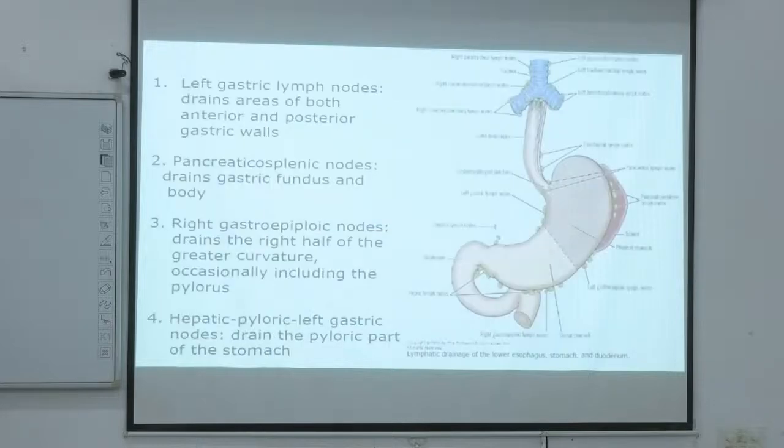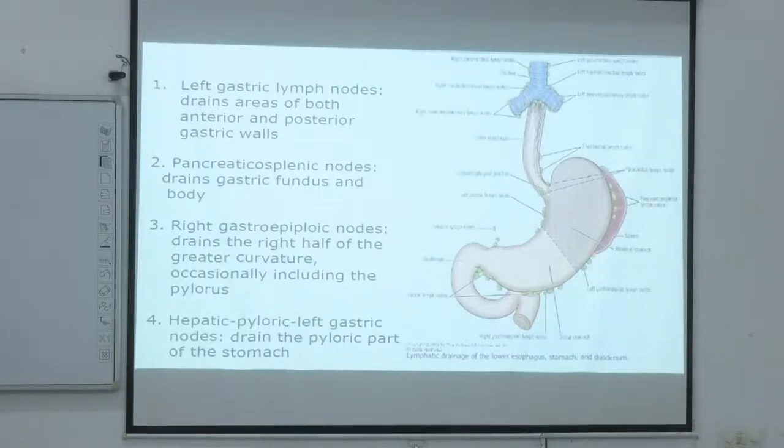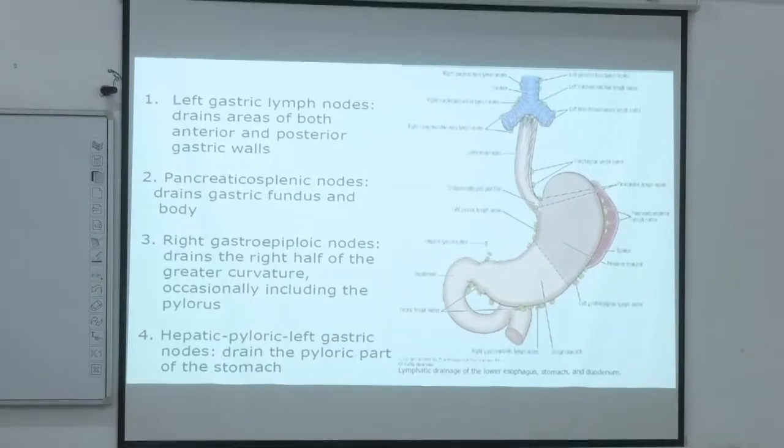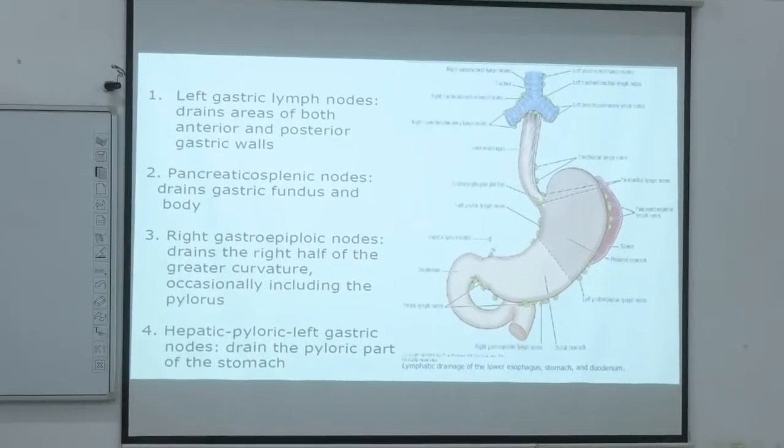Next, left gastric lymph nodes drain the area of both the anterior and posterior gastric wall. Here are the left gastric nodes. Here lie the pancreatico-splenic nodes. They drain the gastric fundus and body. This shaded area is drained by this pancreatico-splenic node. Fundus and body of the stomach drain here.